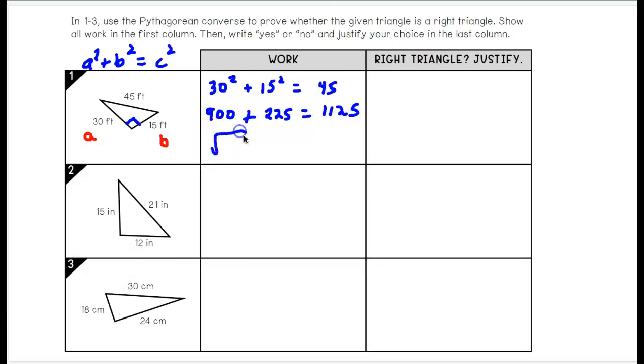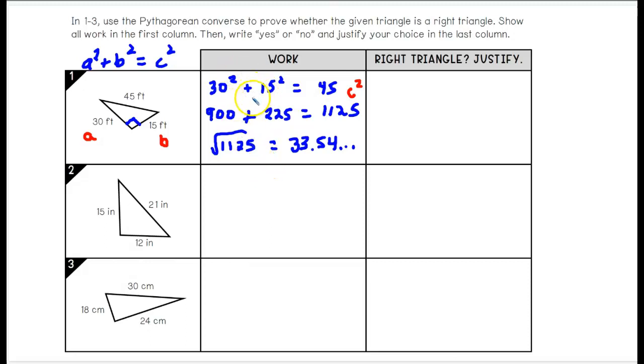I need to take the square root of that to get c, right? Because this is c squared. Right here, I have c squared. I want c. So in order to get c, I have to take the square root of c squared. I can punch that in my calculator, and that's going to give me something like 33.54, somewhere around there.